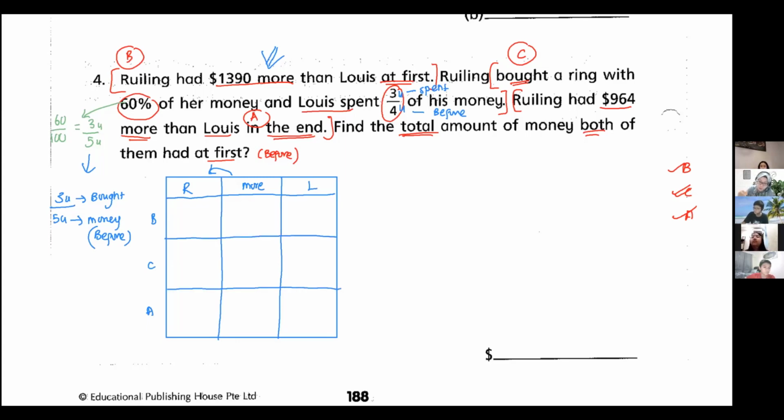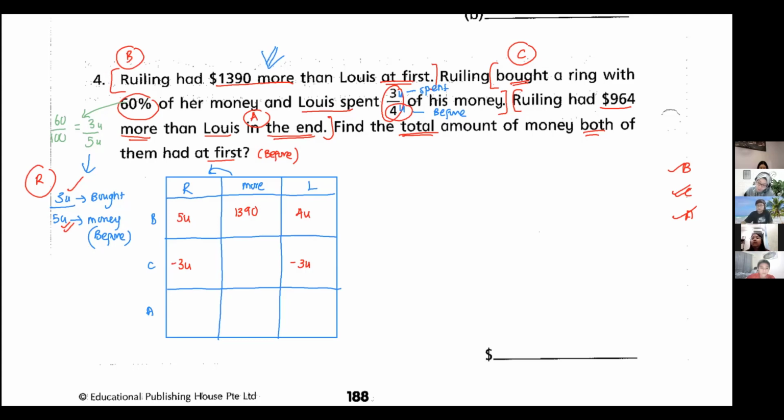Now pick and put information inside. Okay. Ruiling before. This is Ruiling, right? Before. Here, 5 units. Put it there. Louis before, 4 units, right? Put that inside like this. Okay. The more for Ruiling is 1390. Put that inside. Done. Now what about their spending? This Ruiling spent how much? Minus 3 units there. Okay. Here. Then this Louis spent how much? Minus 3 units also. Done.